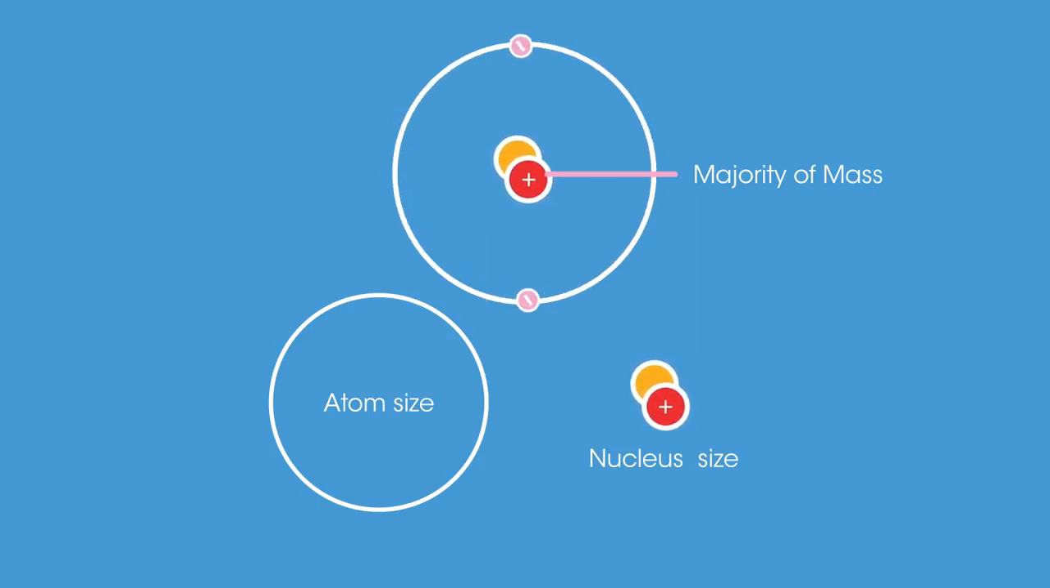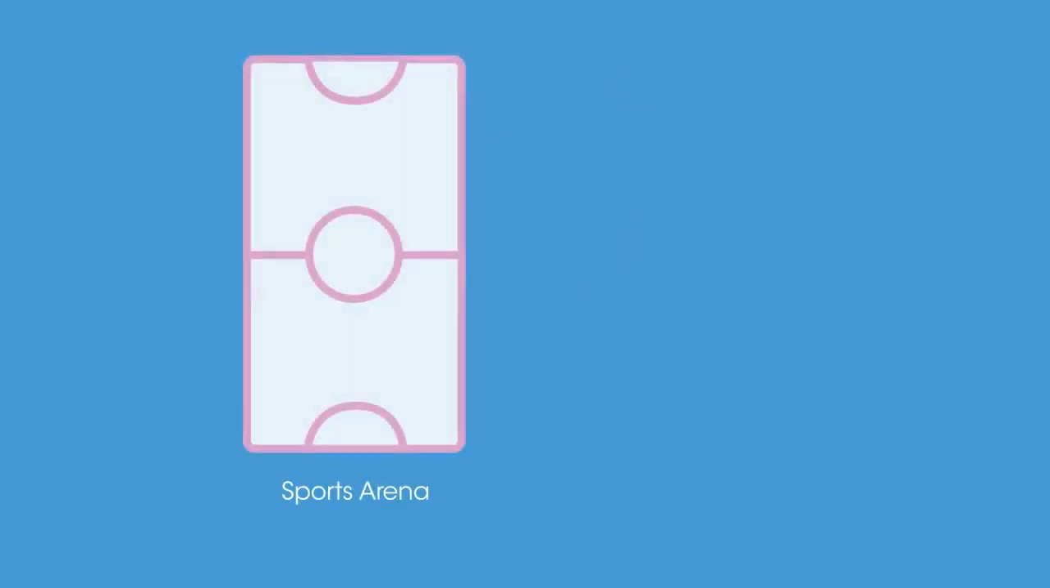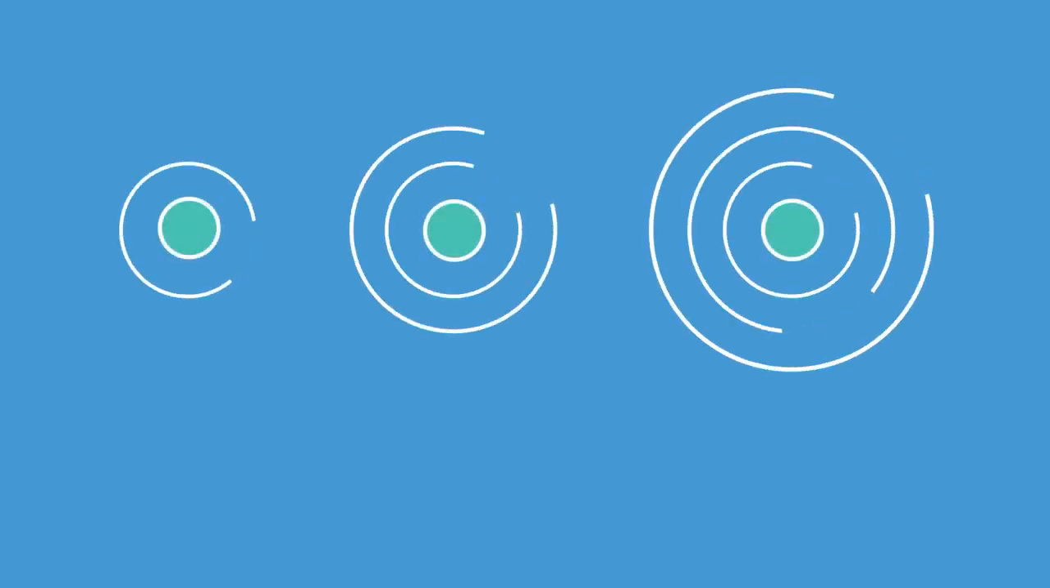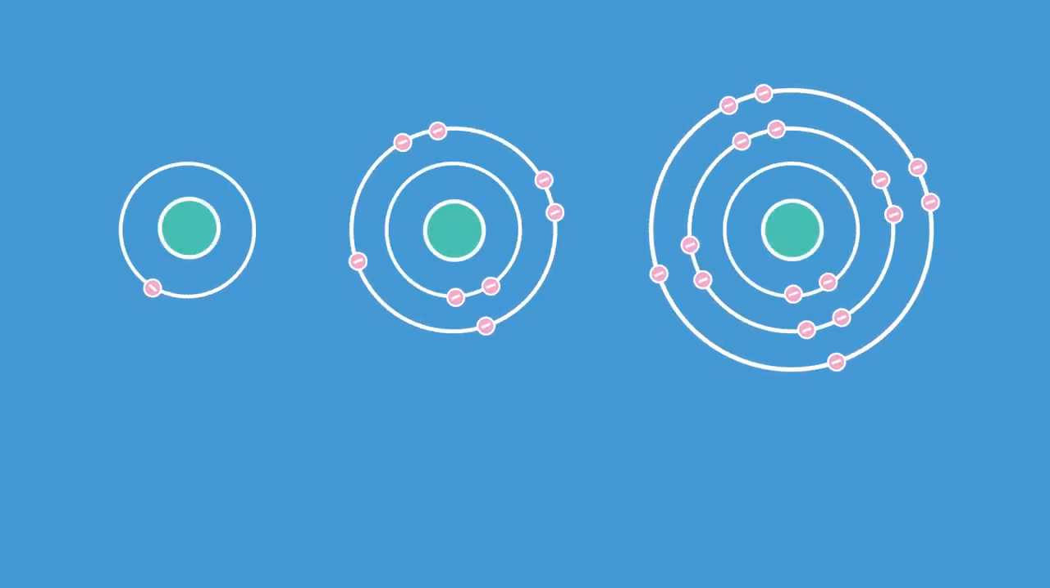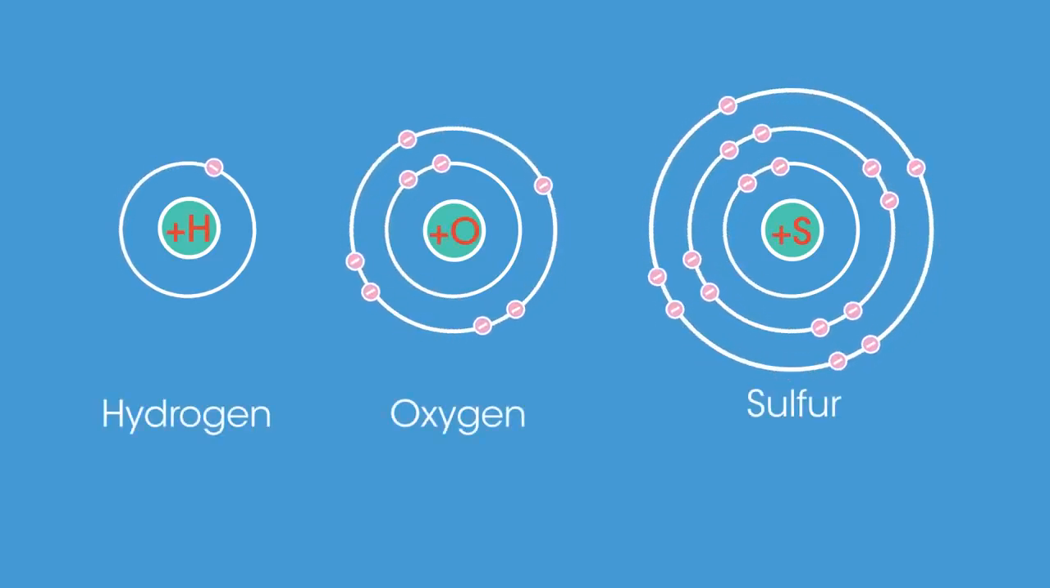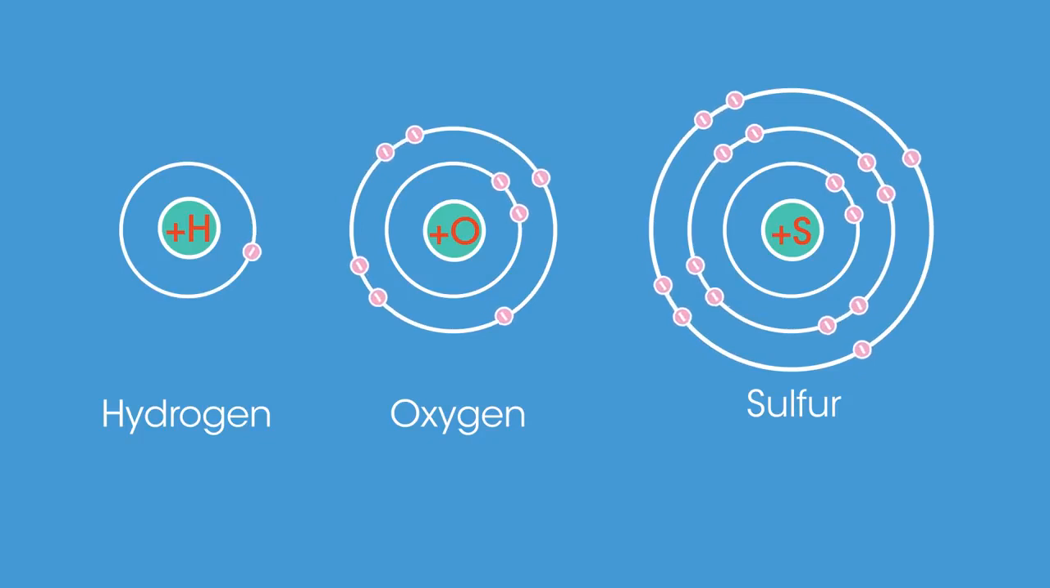In fact, electrons can orbit really far away from the nucleus. If the atom was the size of a sports arena, the nucleus could be the size of a pea in the middle. Let's finish off by looking at the electrons in a little more detail. Negatively charged electrons orbit around the positive nucleus in specific orbits or shells. Different atoms have different numbers of shells, or orbitals.